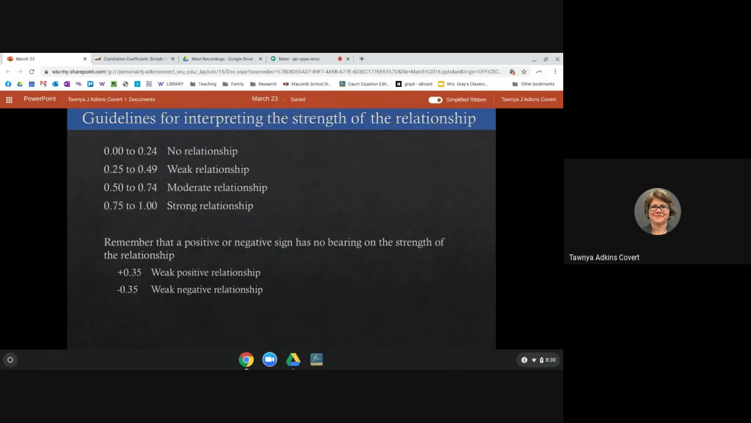The guidelines for interpreting the strength of a relationship with gamma: 0 to 0.24 we define as no relationship; 0.25 to 0.49, a weak relationship; 0.5 to 0.74, moderate; and 0.75 to 1, a strong relationship, regardless of whether it's positive or negative. We use those same terms. The strength of the relationship doesn't have anything to do with the positive or negative direction. So a positive 0.35 would be a weak positive relationship, and a negative 0.35 would be a weak negative relationship.